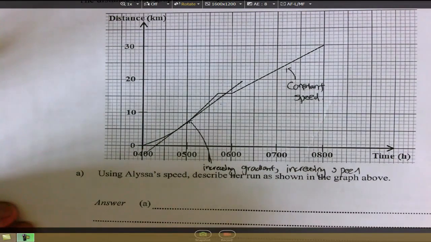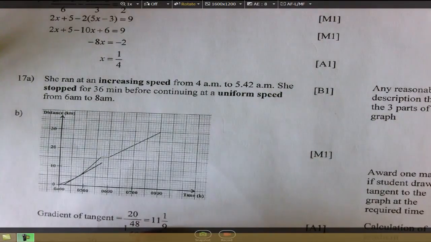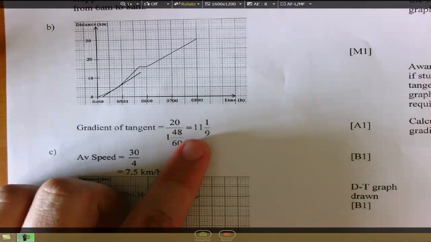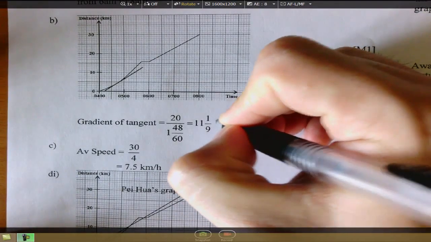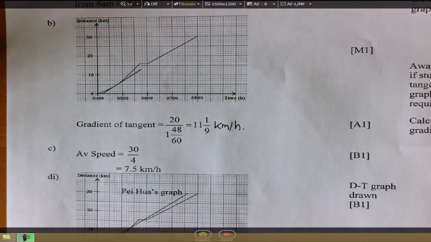Any method is fine. In the end, you will find that the gradient of the tangent is about 11 and 1/9. So that means her speed is about 11 and 1/9 km per hour. That's the gradient of the tangent. Roughly around that value is fine.